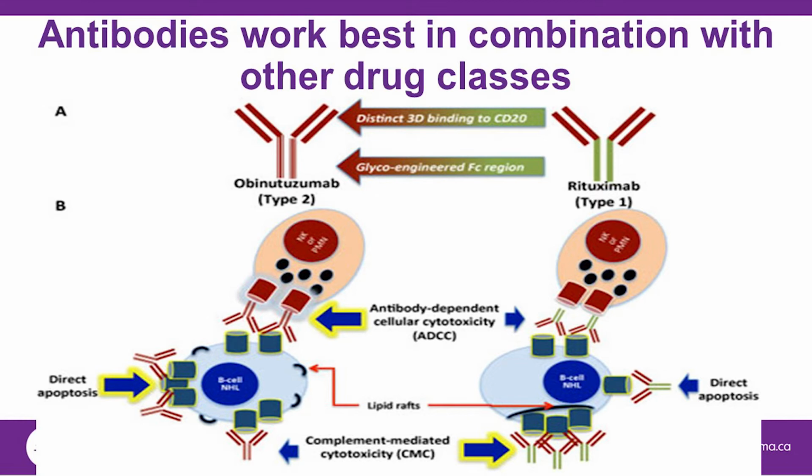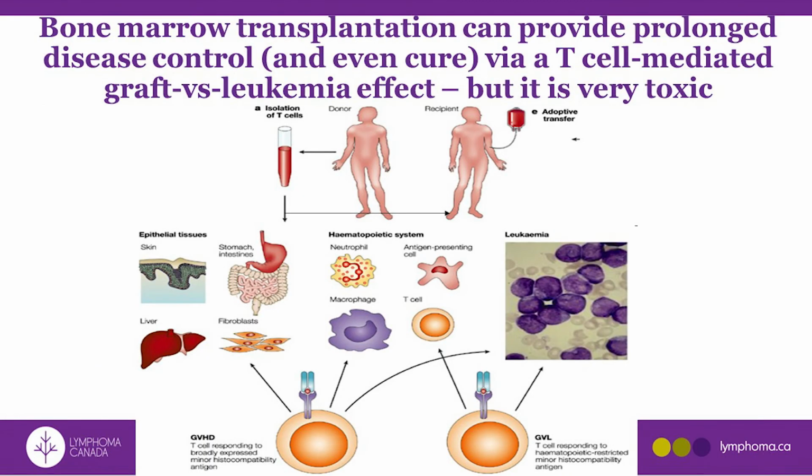Rituxan was available in 2014. Obinutuzumab is the newer antibody. It's made a little bit differently. It binds a little bit more strongly to CD20, and thus may be able to kill them a little bit better and recruit killer cells a bit better. However, on their own, antibodies as single agents in general are not very effective in CLL. Their use is best combined with other drug classes.